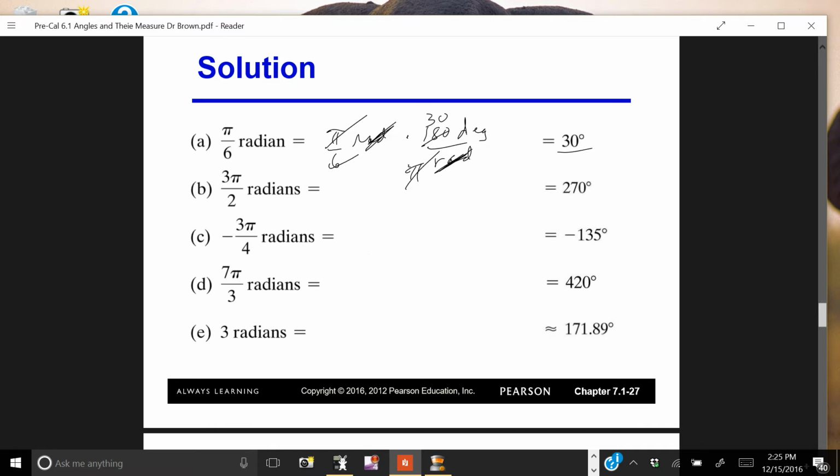Converting 3 pi over 2 radians to degrees, we get 3 pi over 2 radians times 180 degrees per pi radians. The pi's cancel. 2 goes into 180 90 times, and 3 times 90 is 270, so we get 270 degrees.